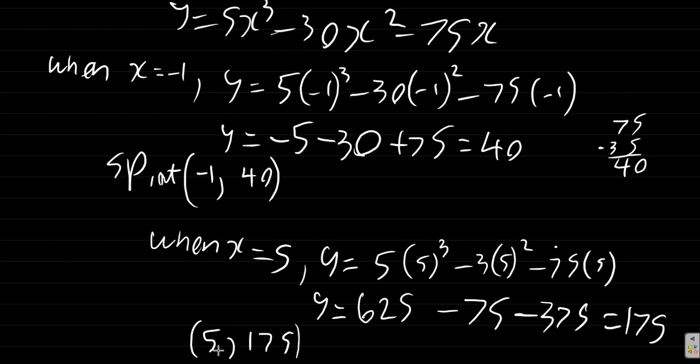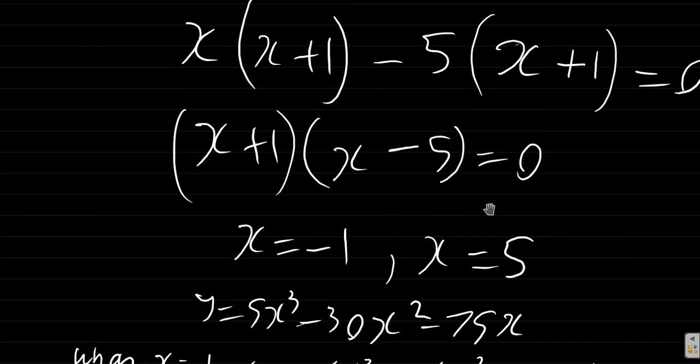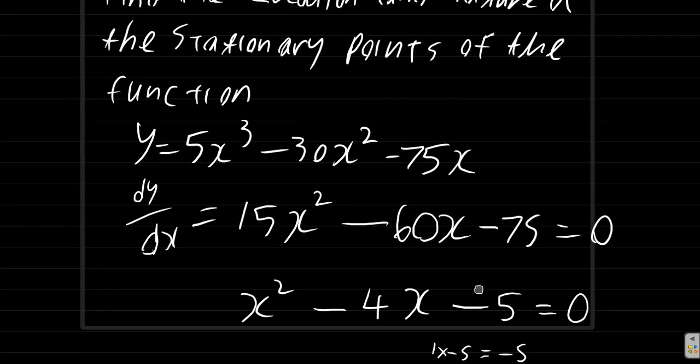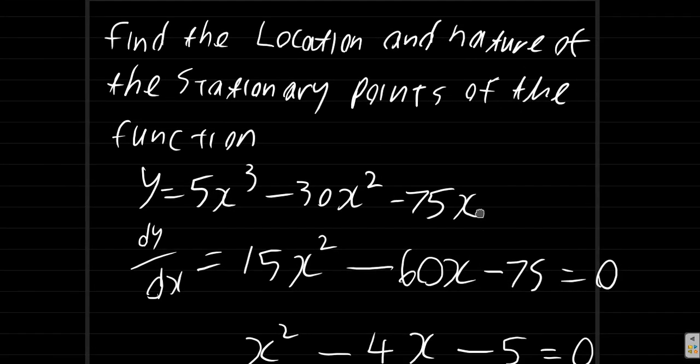Okay, good. So we can say stationary point 2 is at 5, 175. So you have negative 1, negative 140 and 5, 175. Now we have the location. Now we want the nature of the stationary points.